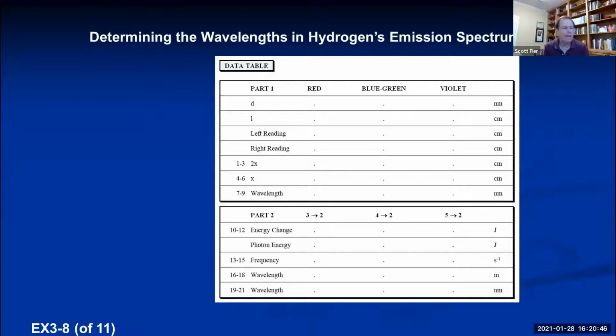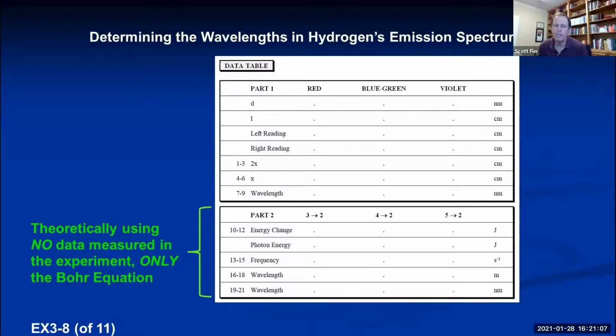But the second part has nothing to do with that experimental data. The second part's going to be theoretical. If you look at the columns under red, blue, green, and violet in part 2, the column headings are 3 to 2, 4 to 2, and 5 to 2, because those are the transitions between Bohr orbits that produce the red light, the blue, green, and the violet light. So what you're going to do when you get to part 2 today is not use any experimental data from part 1, don't even use it. You're going to calculate everything in this part of the experiment only from the Bohr equation.